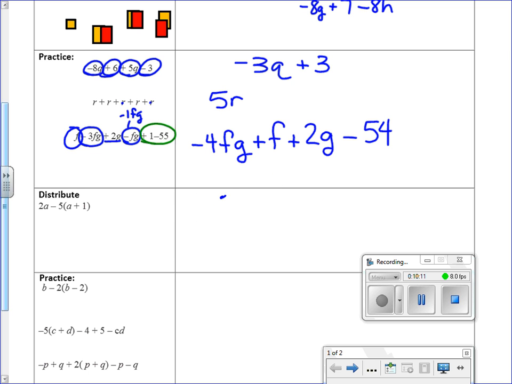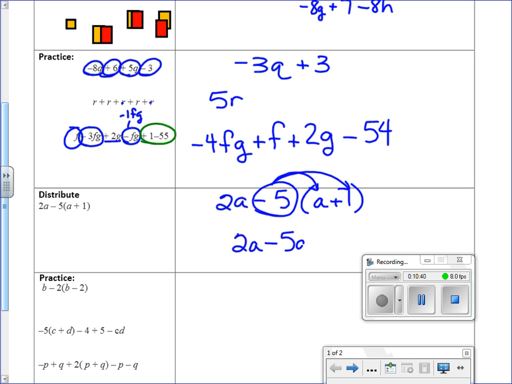I'm going to rewrite this. 2a minus 5 times the quantity a plus 1. What I did incorrectly is I didn't distribute negative 5 to the a and to the 1. I have to distribute that negative 5 to the a and to the 1. So I would rewrite it as 2a. Negative 5 times a is negative 5a. And negative 5 times 1 would be negative 5.